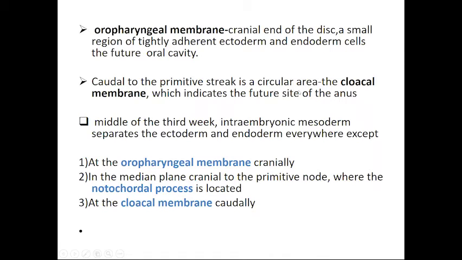Caudal to the primitive streak is a circular area, again as I've shown you, the cloacal membrane, which shows you the site of the anal canal. This again is where the ectoderm and the endoderm are held together. So by the middle of the third week, intraembryonic mesoderm is going to separate both the ectoderm and endoderm everywhere except at the oropharyngeal membrane, at the cloacal membrane, and in the median plane cranial to the primitive node, where you develop the notochordal process, which we're going to talk about just now. At these three places, the ectoderm and the endoderm are adherent to each other. Otherwise, the mesoderm is going to separate out these two layers.